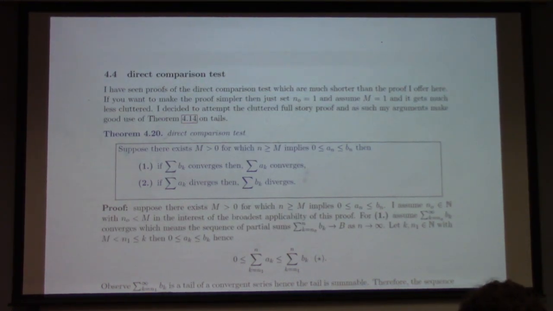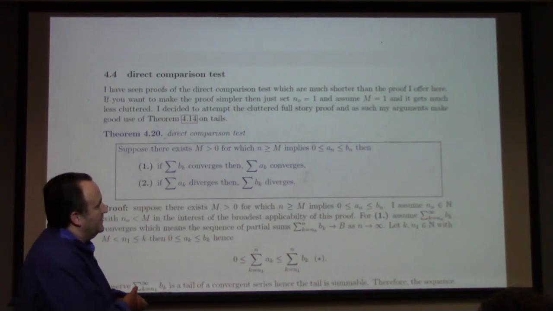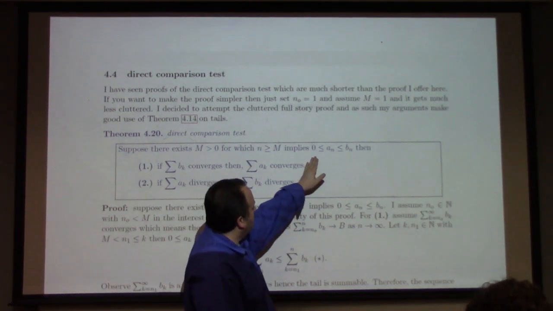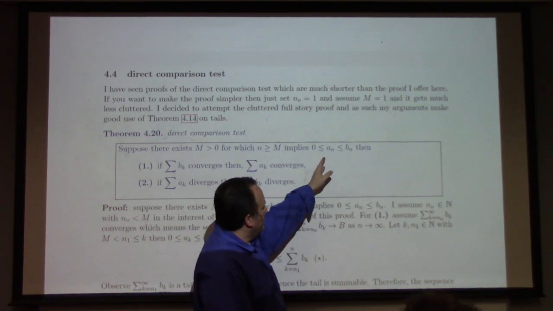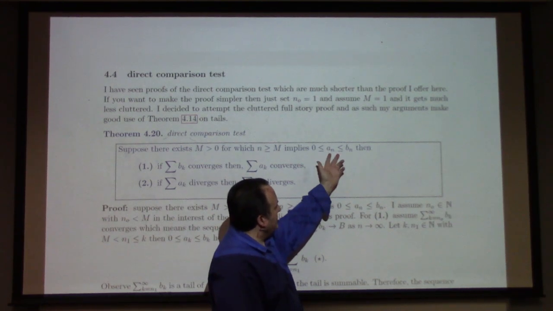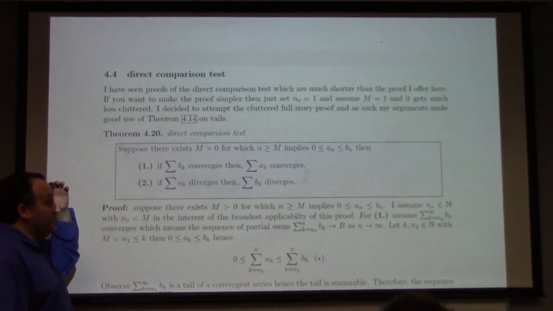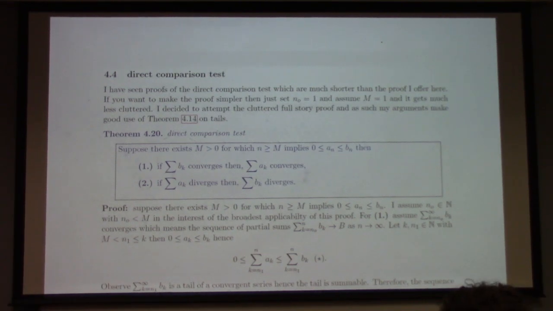So last time I told you guys about the direct comparison test, right? I said if there exists an M such that for all the terms in these sequences A sub n and B sub n you have this inequality, then you can compare the convergence of the A series to the B series. If the smaller series diverges, it implies the larger series likewise diverges. If the larger series converges, then the smaller series must also converge, since we're dealing with non-negative terms, right?